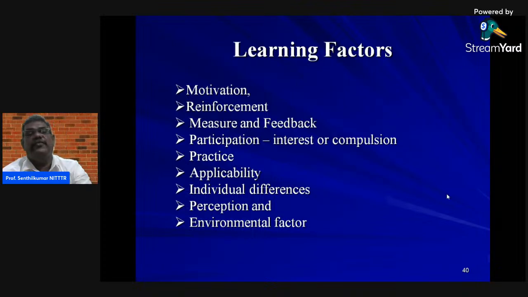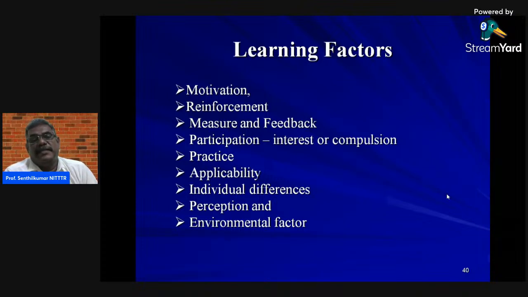Motivation, reinforcement, measure and feedback, participation, interest or compulsion. Suppose on interest, some people do not participate. Somebody is studying mechanical engineering. Why are you studying it? He says, sir, I am interested in electronics, but my father forced me. My father compelled me to join mechanical engineering. This type of thing is interest or compulsion.